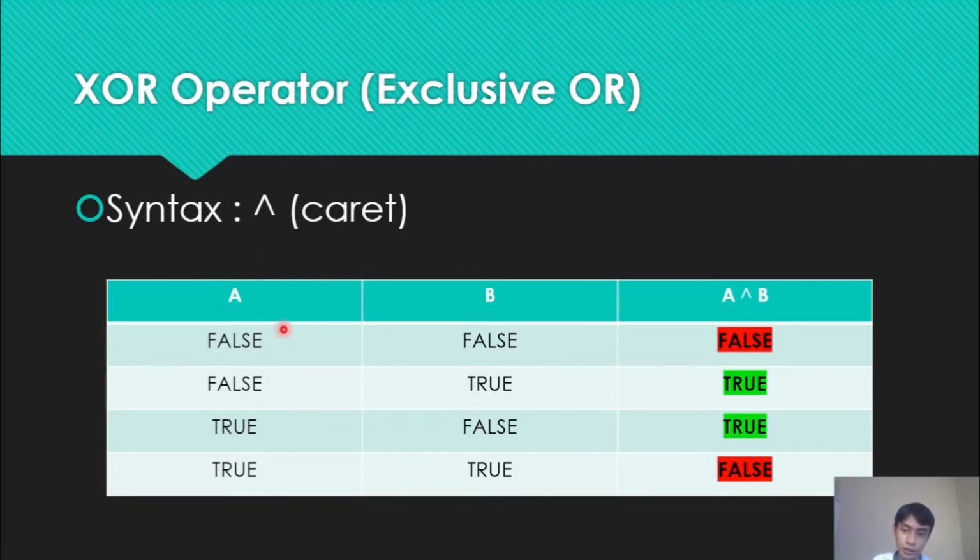So we can look here. Well, this is the same, right? A and B is false. Of course, it's false. But when A and B is true, it returns a false value, which is why the only condition when it's true is when A is false and B is true, or A is true and B is false.